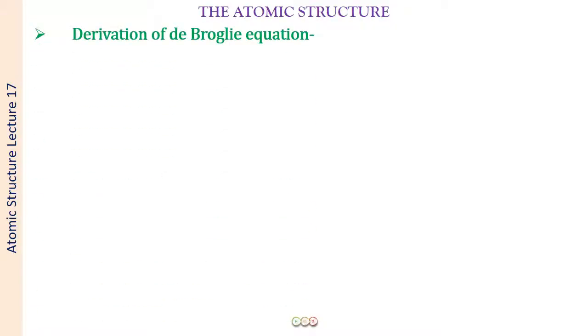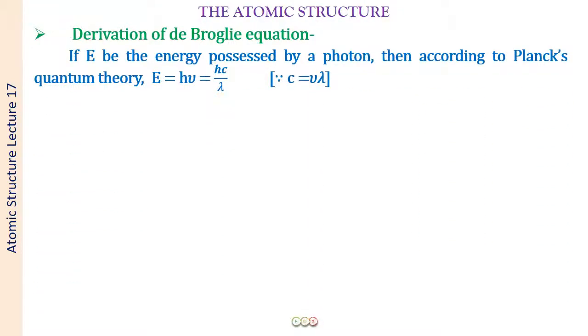So how did de Broglie derive this equation lambda is equal to h over mv? Well, the fact known to him at that time was that radiations possess energy. And if E is the energy possessed by a photon of radiation, then according to Planck's quantum theory, he knew E equal to h nu, that is hc by lambda. We also know this, right? So de Broglie also knew this from Planck's quantum theory.